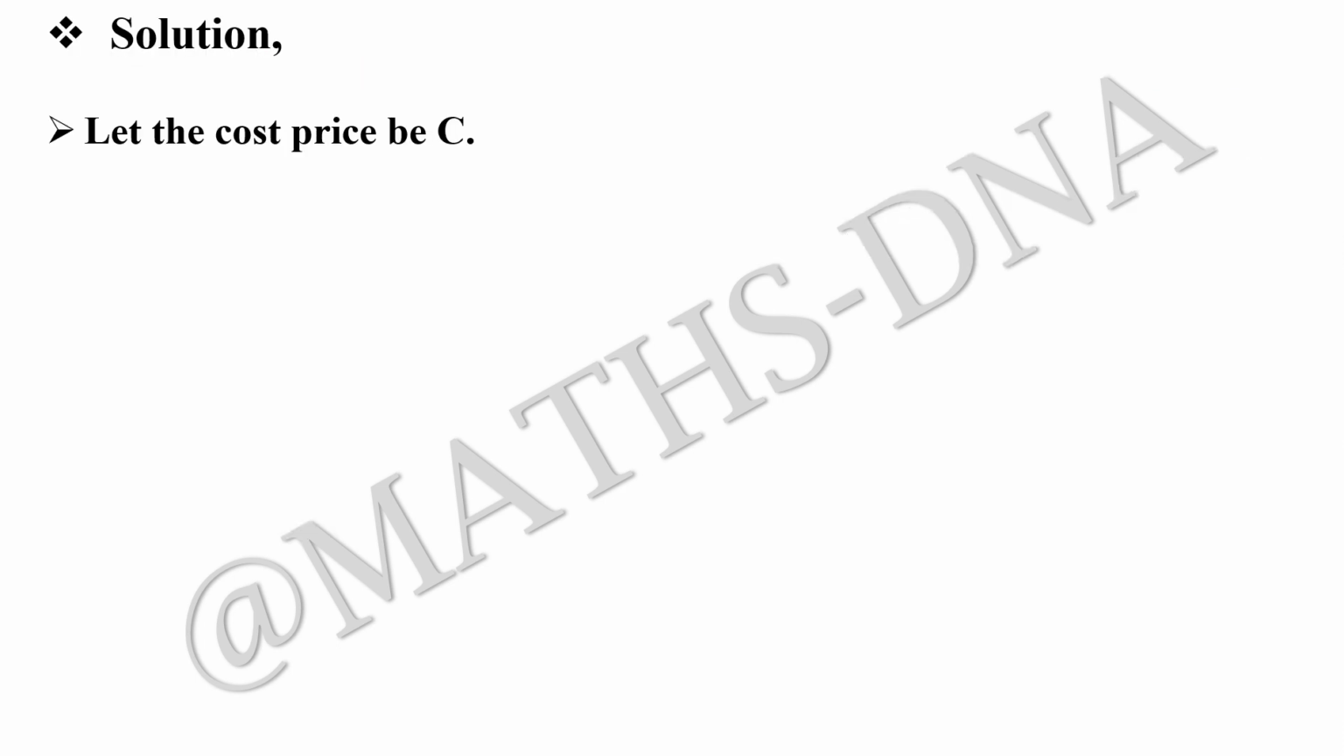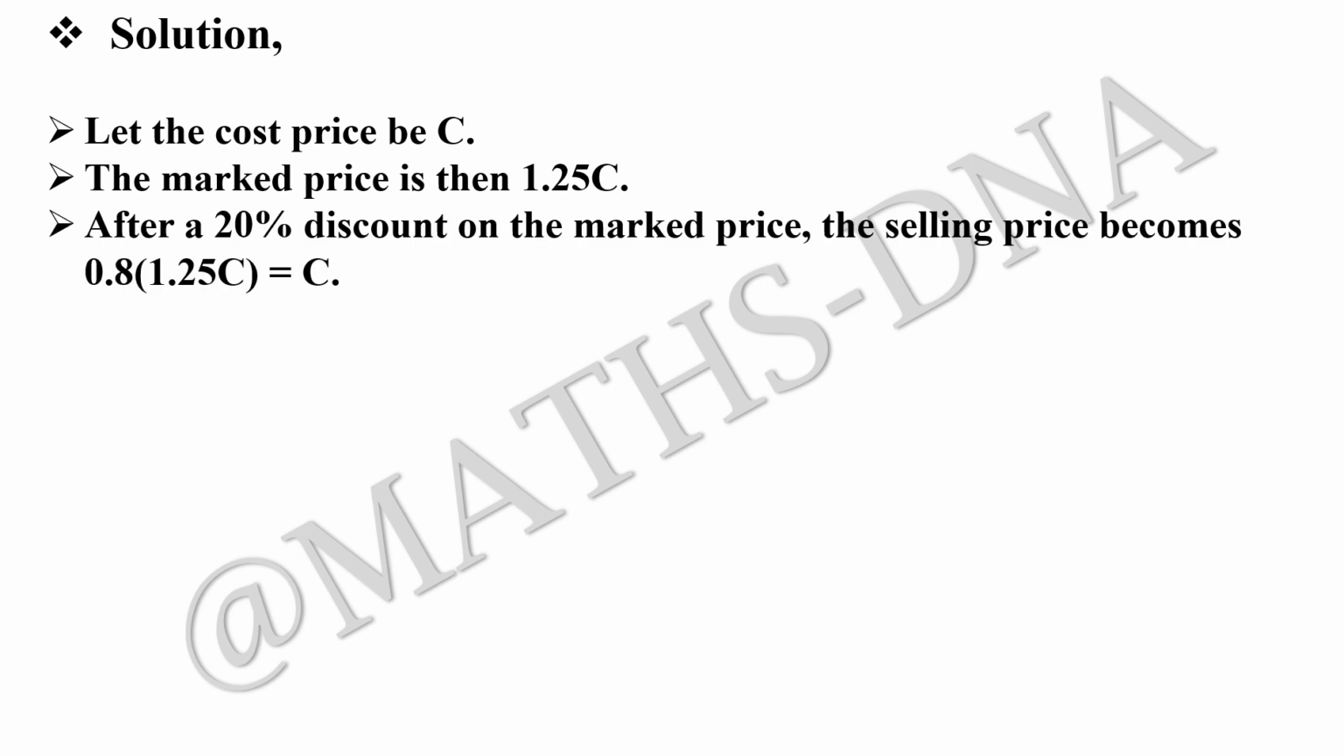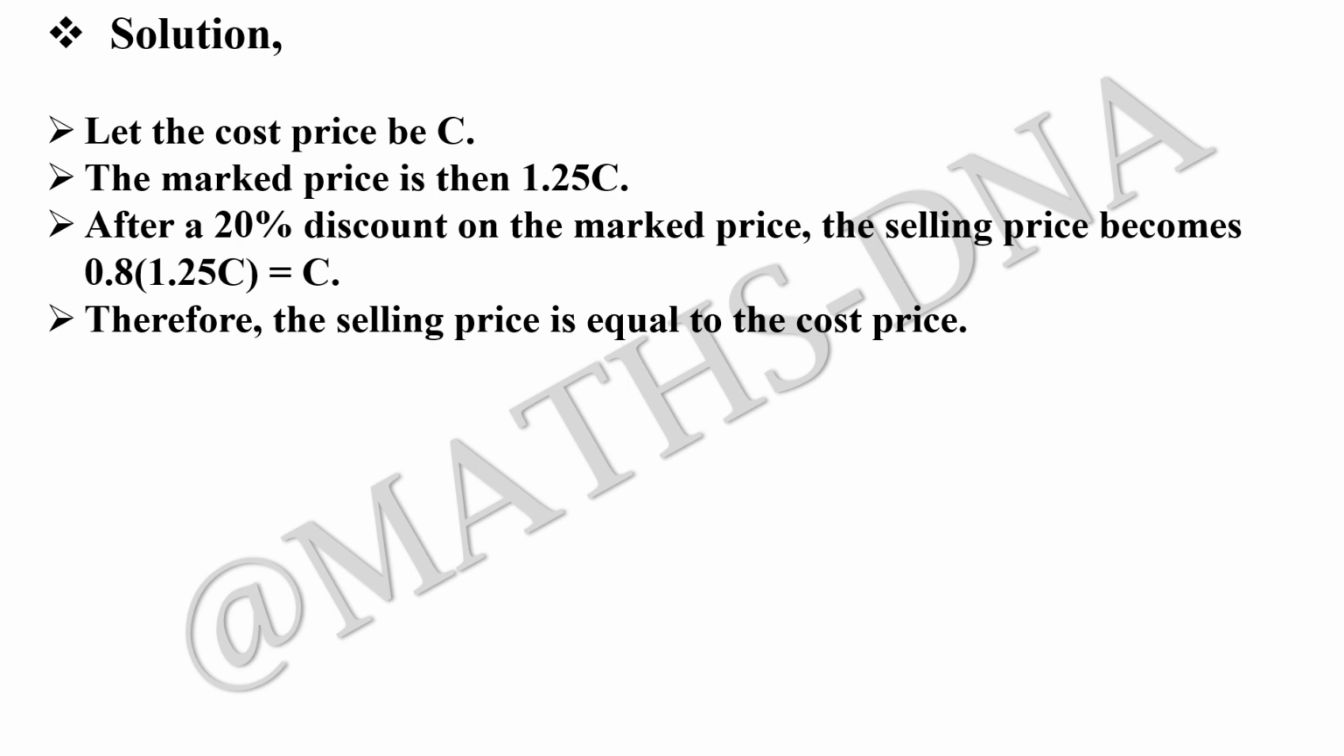First of all, let us consider the cost price to be C. Then the mark price will be 1.25 C, 25% higher. And as there is a 20% discount on the mark price, the selling price will be 0.8 of 1.25 C. That will be again cost price C. Hence the selling price and the cost price are equal, and thus there is no change in the percentage. Thus the correct answer is option D.